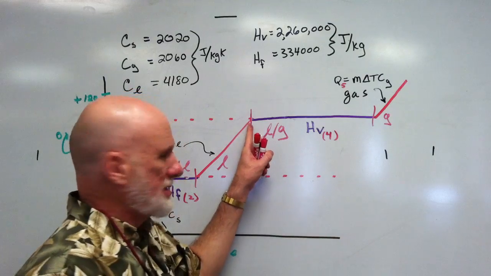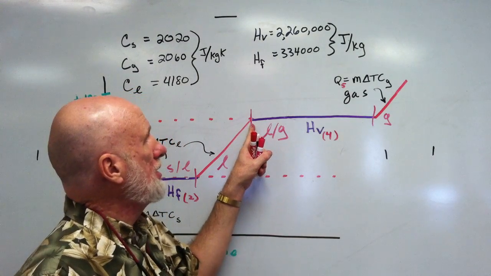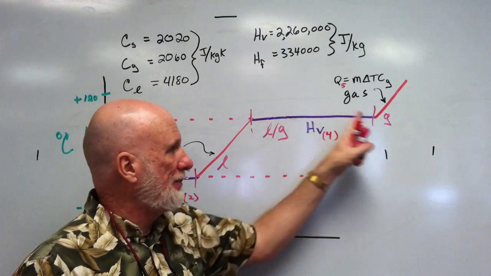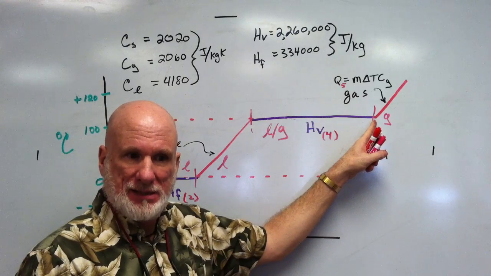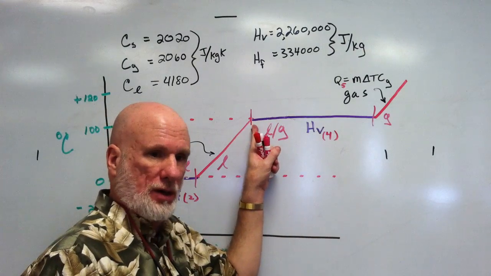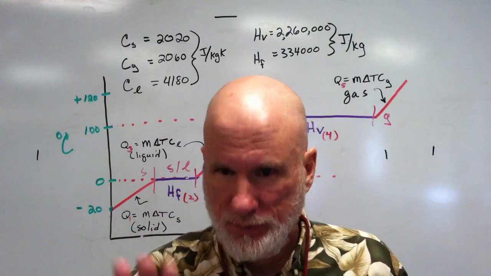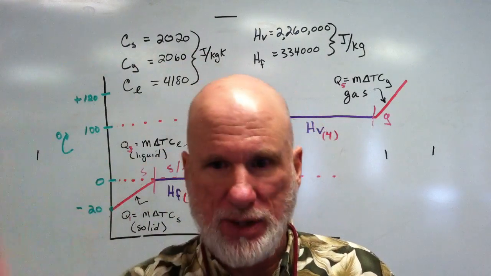So this water has 2,260,000 less joules per kilogram than steam does. Got it? Yes? Okay, remember, this is all steam, this is all liquid water. All liquid water, all gaseous water. Are you with me? Yes? Okay, I'm going to stop, I'm going to come back, I'm going to do the calculation, and we're done. Clear?